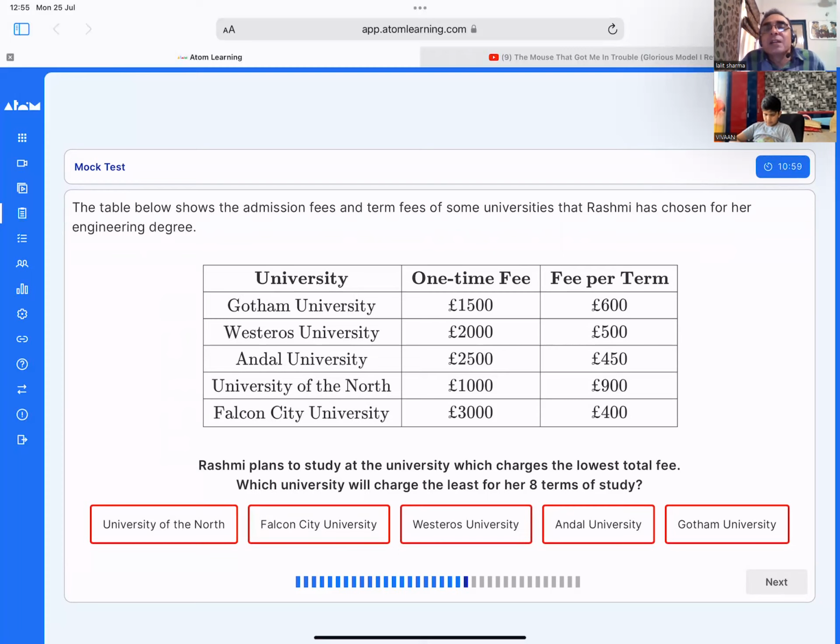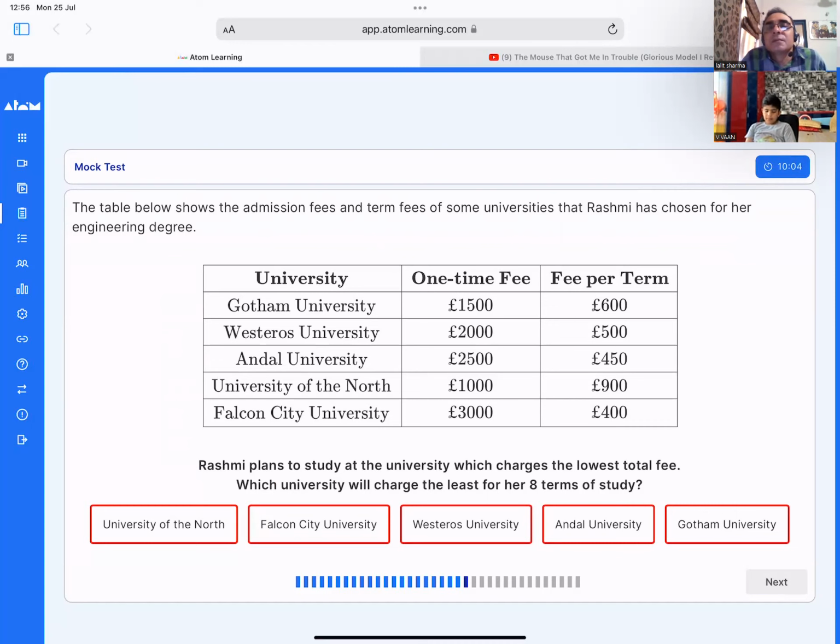Okay. And how do you come to that conclusion? I will tell you how I came to it. So what I did in my head, I added all those numbers up, starting from Gotham University and ignoring Falcon City University, because that's obviously going to be the most expensive. So it's University of the North, because you don't need to multiply the fee per term by 8. It's just going to waste your time. Anyway, you'll still get University of the North, which is just a simplified version of it divided by 8.